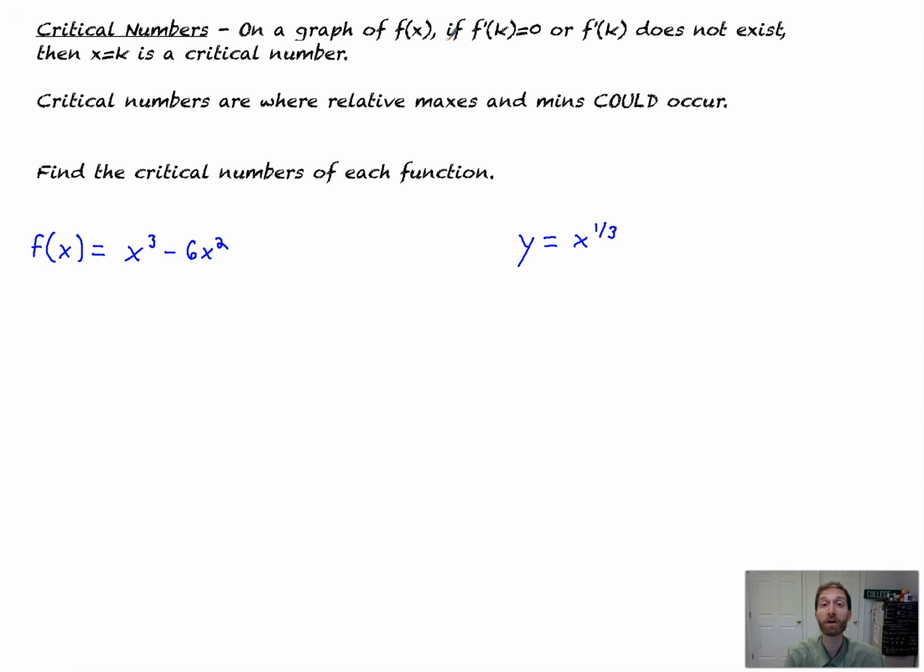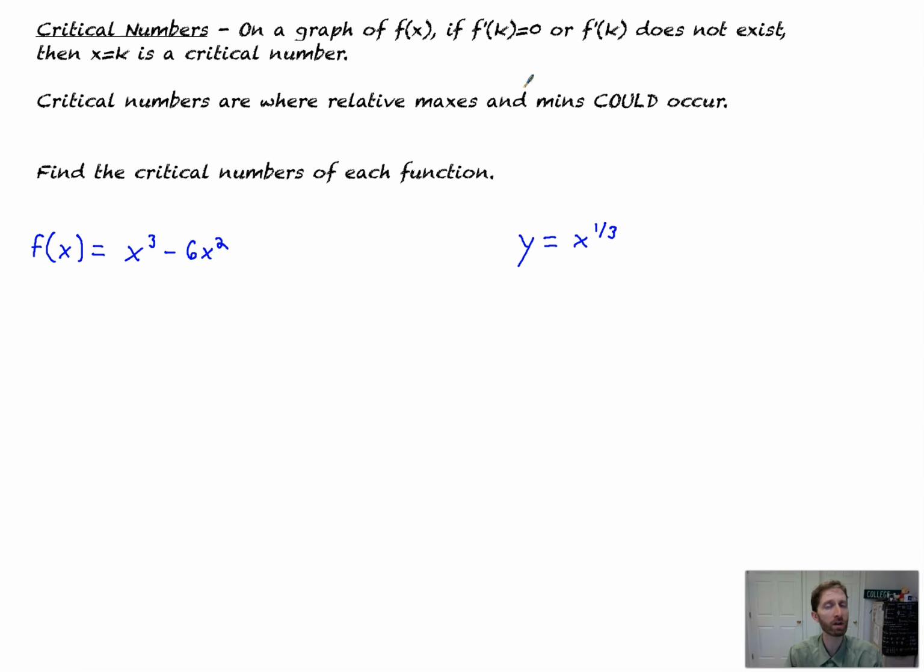On a graph of some function f of x, if f prime of some number, so the derivative of an x value, is 0, horizontal tangent line, or if f prime does not exist, could be a cusp, or maybe we've got a vertical asymptote, something like that. Jump discontinuity does not exist. If the derivative doesn't exist, then x equals k is what is known as a critical number, a very important number. Critical numbers are where relative maxes and mins could occur.